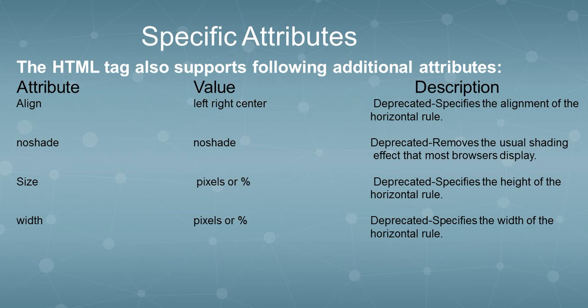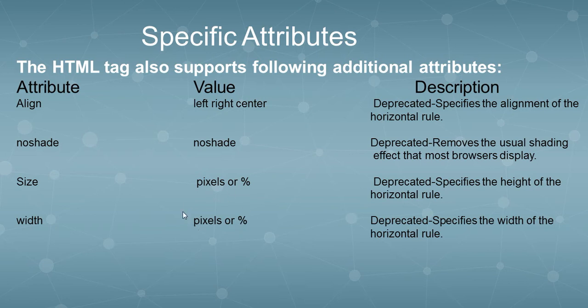The first attribute is align. Its value may be left, right, or center. It specifies the alignment of the horizontal rule, where it is. So student, first of all, we need to decrease the width, and after that we can see the effect of align. So first we will go to the width attribute: width equals pixels or percentage.